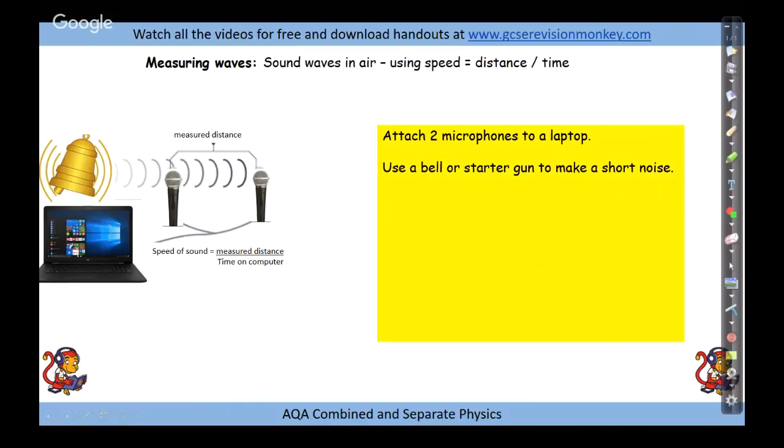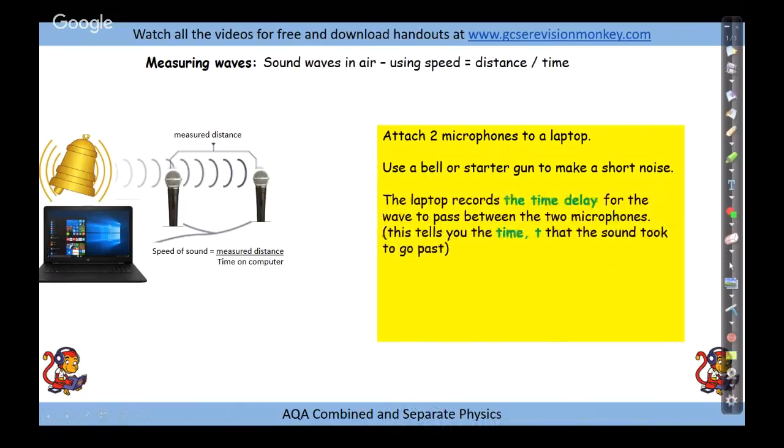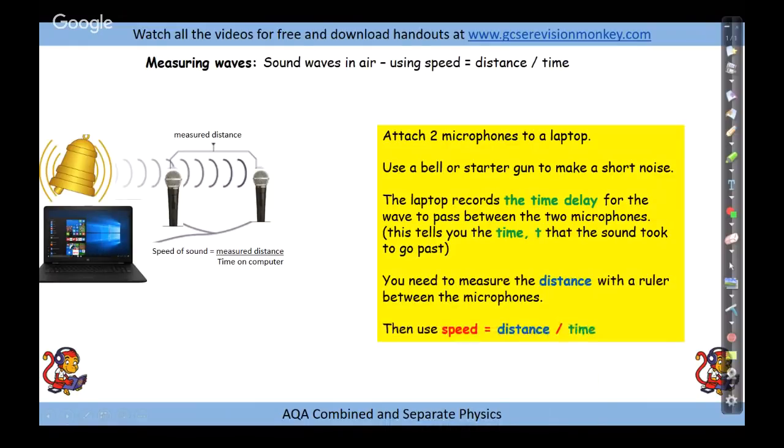So you might want a really short, sharp noise for this, so a bell or a starter gun. The laptop records the time delay for the wave to pass between the two microphones, and this will tell you the time t that the sound took to go past. You'll need to measure the distance with a ruler between the two microphones, and finally use speed of the wave equals distance divided by time.